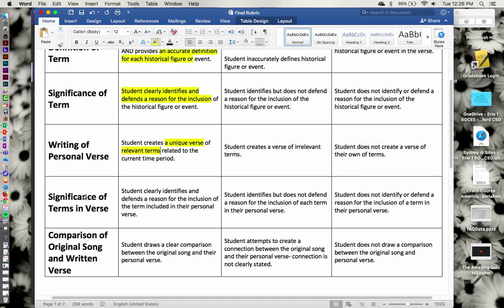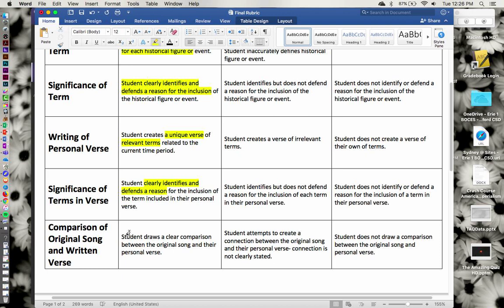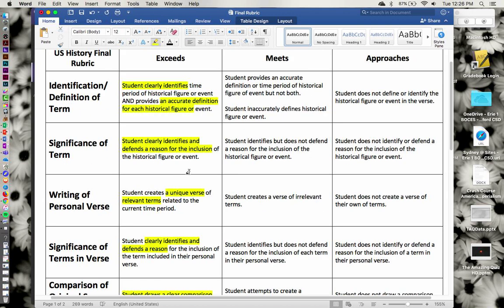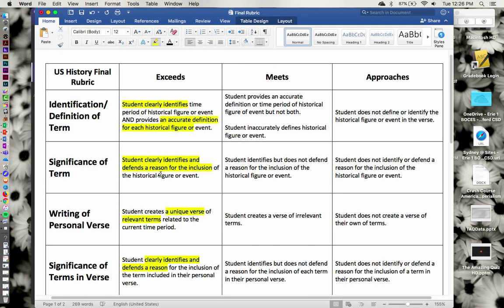I want you to look at the significance of your own terms. You've got to identify and defend a reason why you included those in there. And then the last piece, in order to get the most points there, we want you to draw a clear comparison from the original song to your personal verse. Just any connection that you can come up with. Okay, so this is how you'll be graded. This is what I am looking for in your rubric.